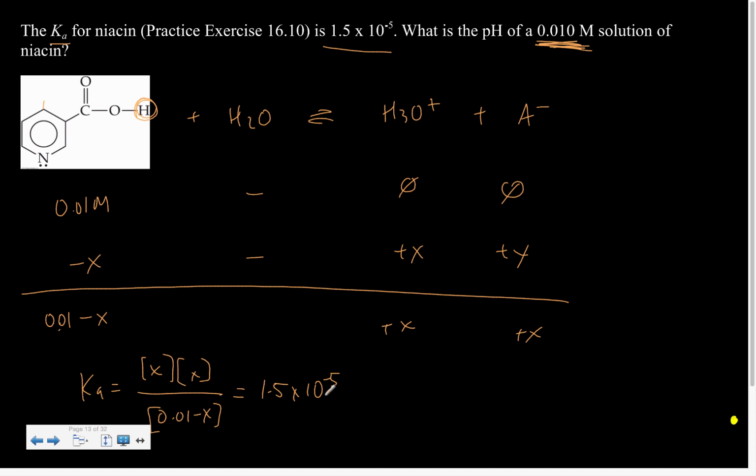All right. So anyway, we would solve for x, and x would go over here, and then if we want to know the pH, x is equal to this. So then the last step would be negative log of that concentration.